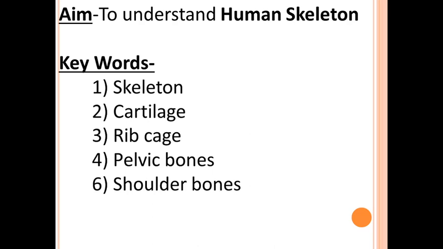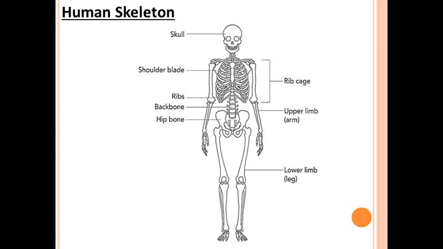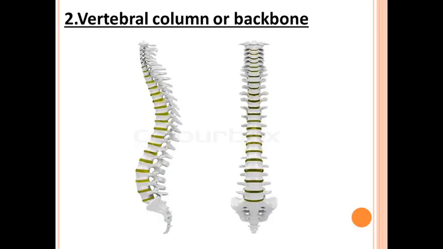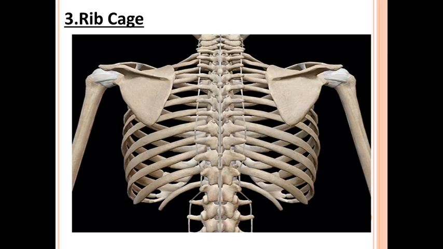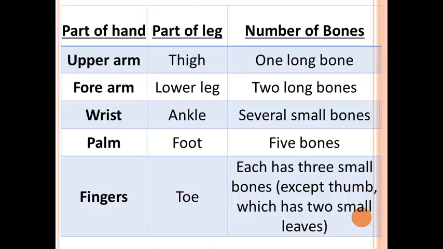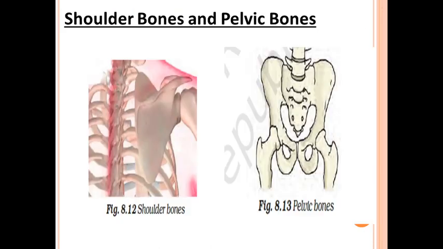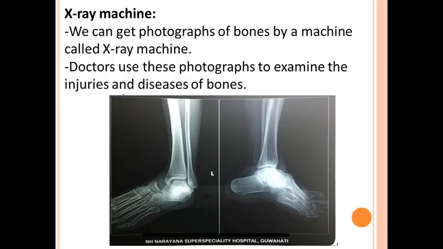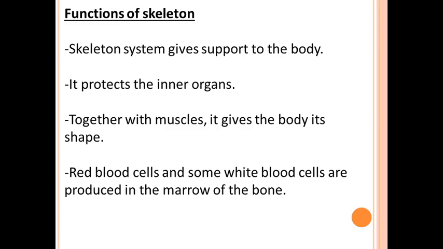Now what you have to do, if possible, take a print of this image, put it in your notebook, and according to that write the notes on the skull, then vertebral column or backbone, rib cage, and arms and legs. Don't write the notes on shoulder bones and pelvic bones, that is only for your general information. And don't forget to write the functions of the skeleton. That is the other homework.